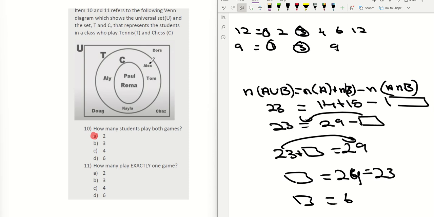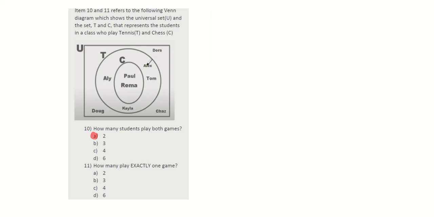How many play exactly one game? We have Alex here. He plays only tennis. Tom here, who only plays tennis. Kayla here, who only plays tennis. And Ali, who only plays tennis. Chaz and Doug are persons who do not play tennis or chess. So how many students play exactly one game? That would be what I highlighted there, 4. So my answer for number 11 is C, which is 4.